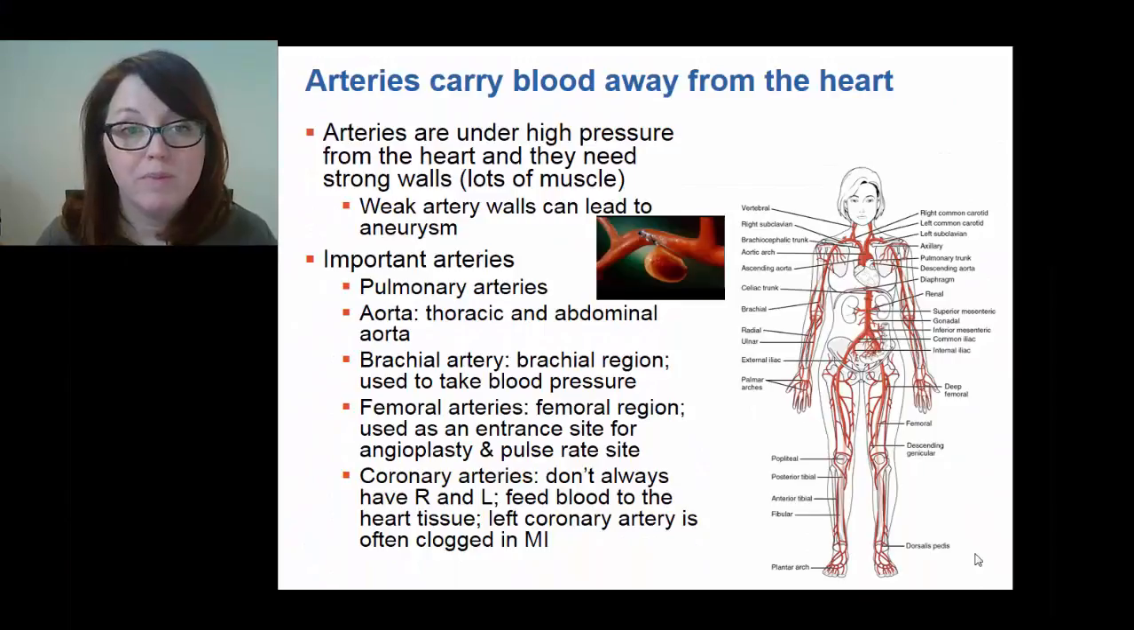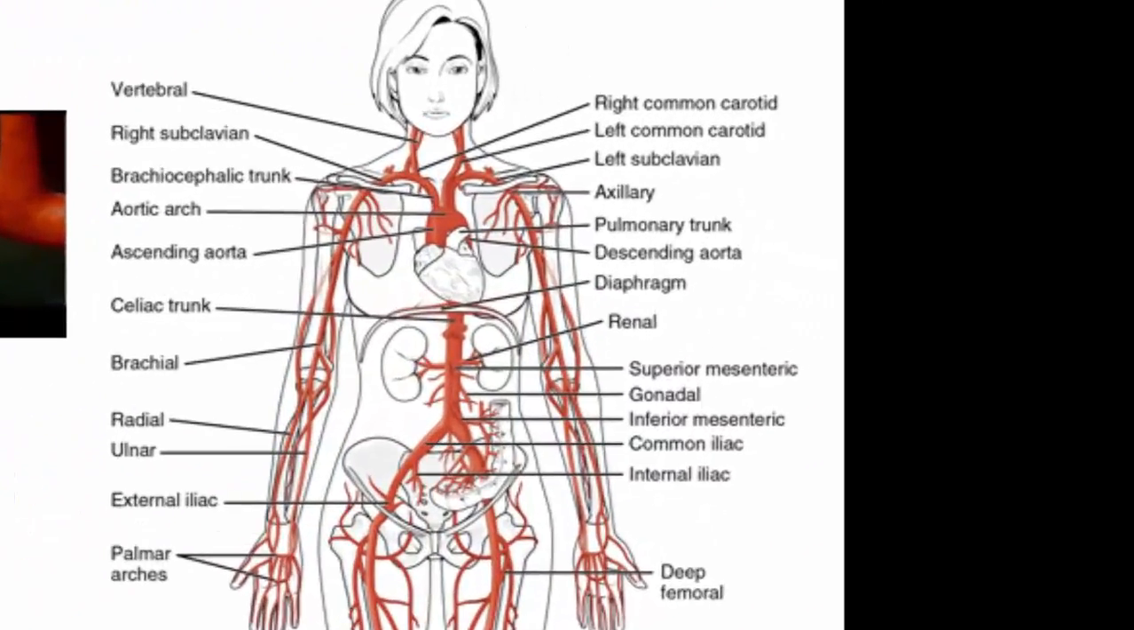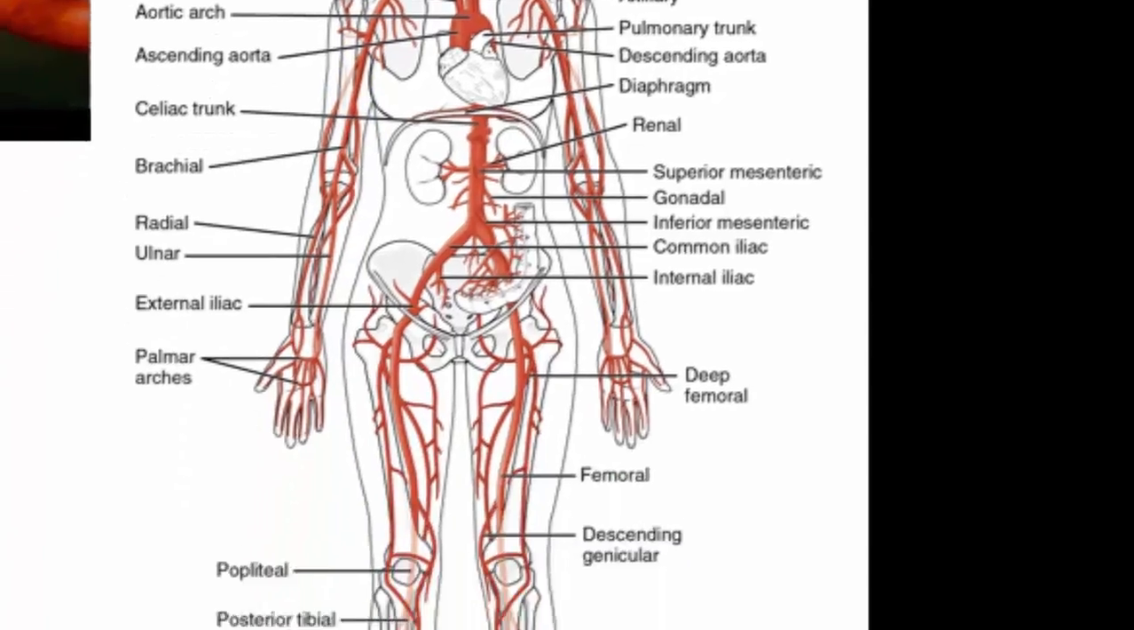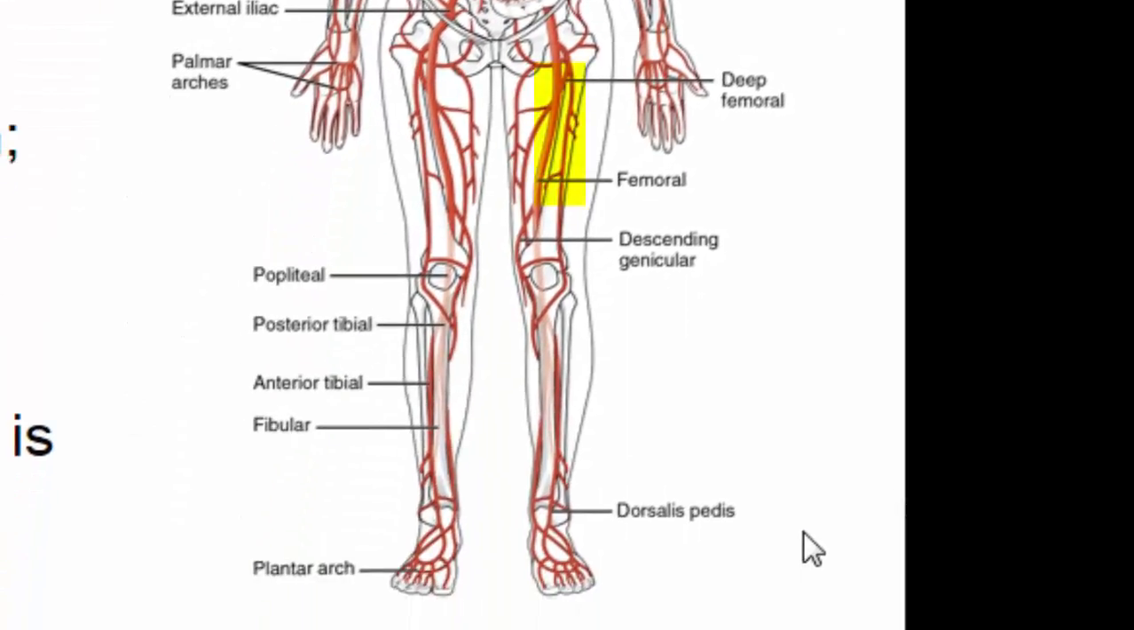Some important arteries in the human body include the pulmonary arteries, which are delivering that carbon dioxide rich, oxygen deficient blood from the heart to the lungs. The aorta has two major parts. The thoracic aorta is the portion of the aorta that we find in the thoracic region, and then that leads to the abdominal aorta in the abdominal region. Brachial arteries are found in the brachial region, the upper arm, and they're important because they're used to take a blood pressure.